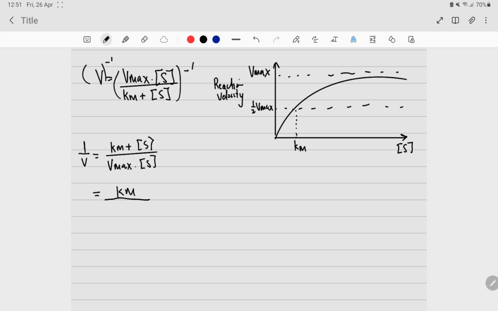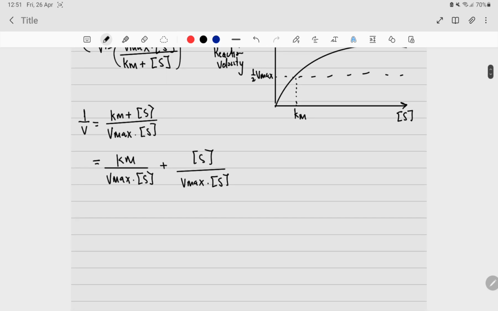So it is the Km value over Vmax multiplied by the concentration of the substrate plus the concentration of the substrate over Vmax multiplied by the concentration of the substrate. So 1 over V is equal to the Km value over Vmax multiplied by 1 over the concentration of the substrate plus 1 over Vmax. And what this equation gives me is the equation of a straight line.